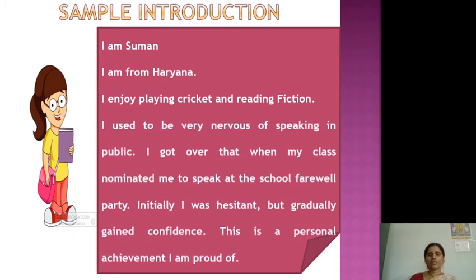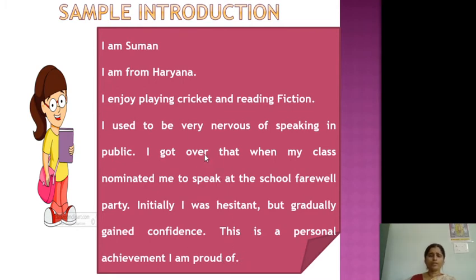And she expressed a negative quality which she has, and how she tried to overcome it. See here: I used to be very nervous of speaking in public. So this is one drawback which she has. And beautifully she expressed how she overcame this: I got over that when my class nominated me to speak at the school farewell party. Initially, I was hesitant, but gradually gained confidence. This is a personal achievement I'm proud of. She overcame one of her weaknesses, one of her drawbacks, and made it into a positive.